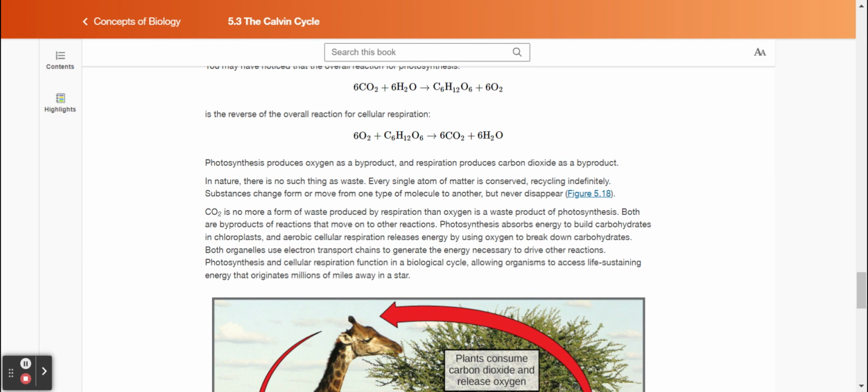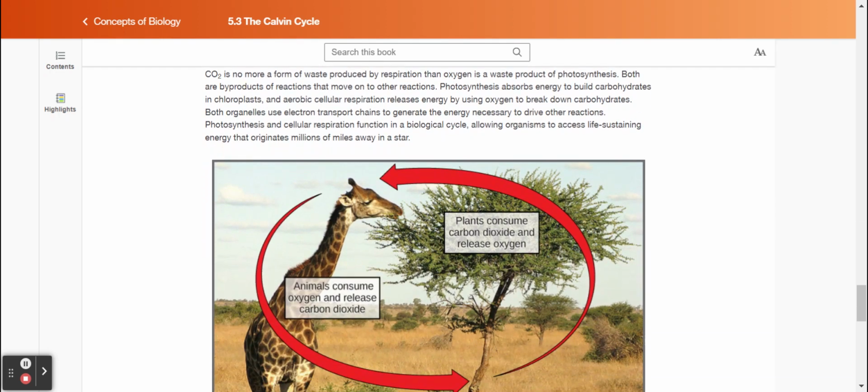In nature, there is no such thing as waste. Every single atom of matter is conserved, recycling indefinitely. Substances change form or move from one type of molecule to another, but never disappear. CO2 is no more a form of waste produced by respiration than oxygen is a waste product of photosynthesis. Both are byproducts of reactions that move on to other reactions.